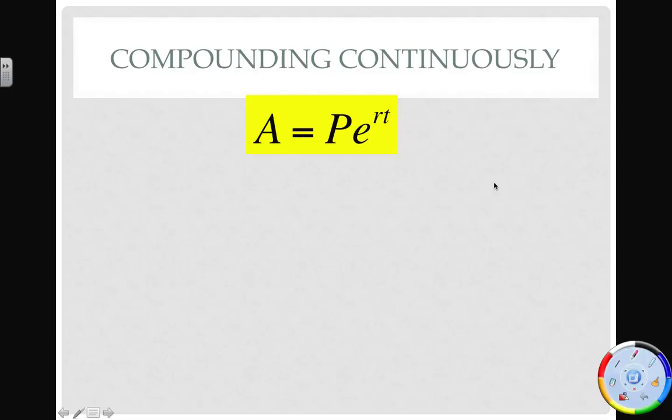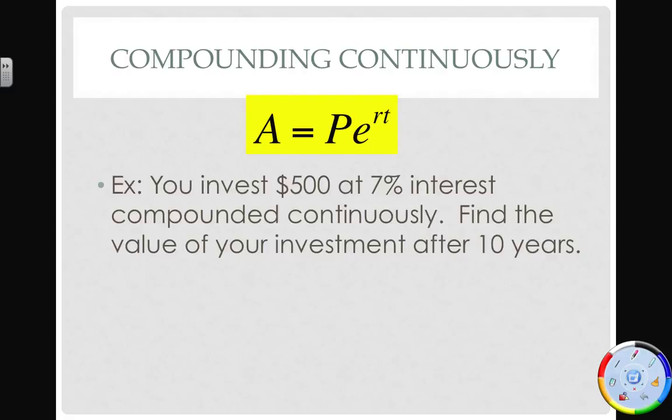Now, this seems like a very, very simple formula, and it is, but it's actually more real-world oriented, because that's how bank accounts work. They compound continuously. All right, so same question as before, only this time it's compounded continuously. 7%, $500, 10 years. Same question, only in this case we're going to use PERT because it says compounded continuously. Very key here.